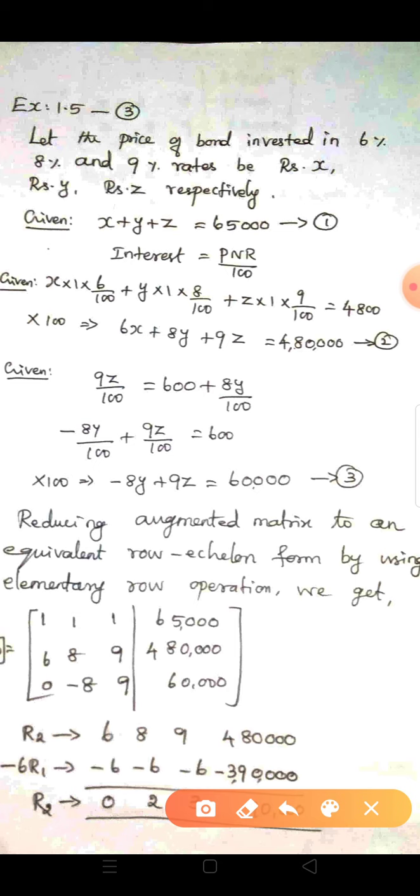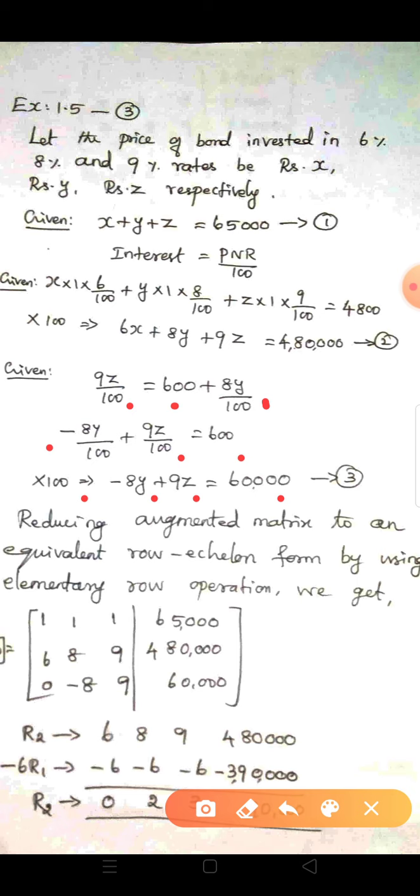Now the third equation is given. The third bond, that is 9z by 100, is 600 more than the second bond. The second bond is 8y by 100. How much more? 600 more. This is our third equation. Now 8y by 100 goes to the left hand side: minus 8y by 100 plus 9z by 100 is equal to 600. Multiplying by 100 we get minus 8y plus 9z is equal to 60,000. This is our third equation.